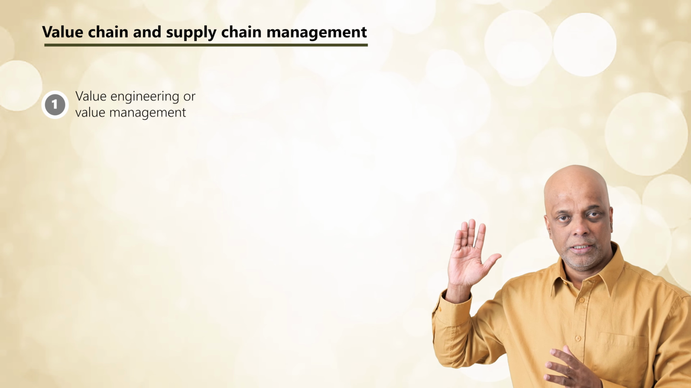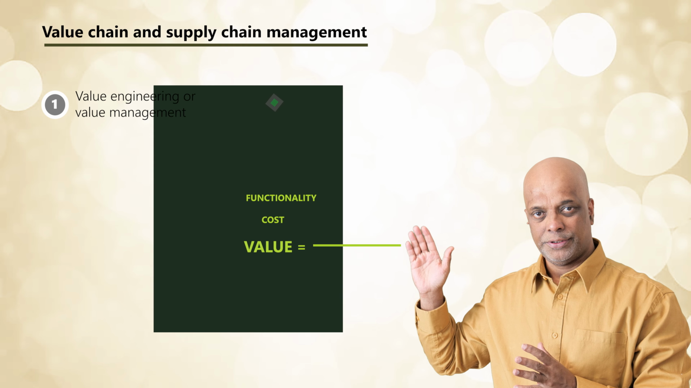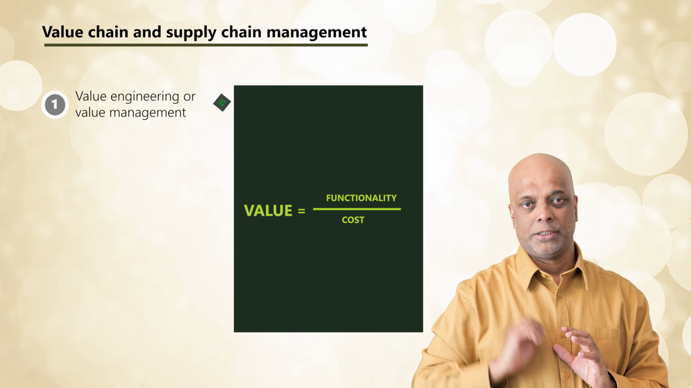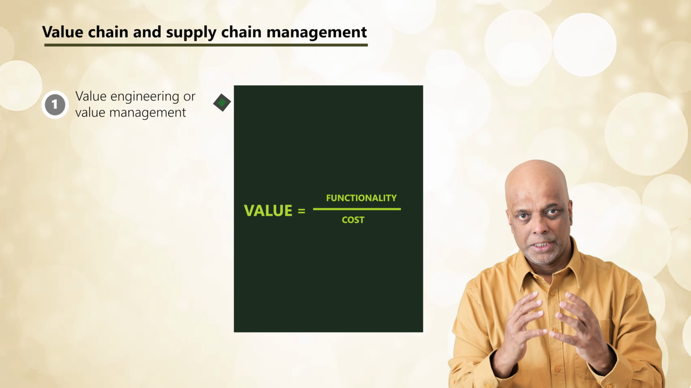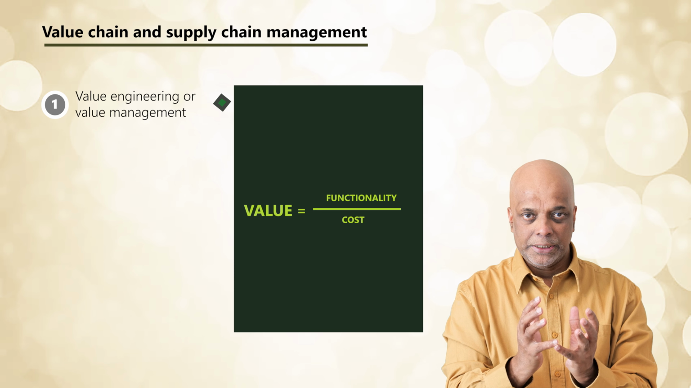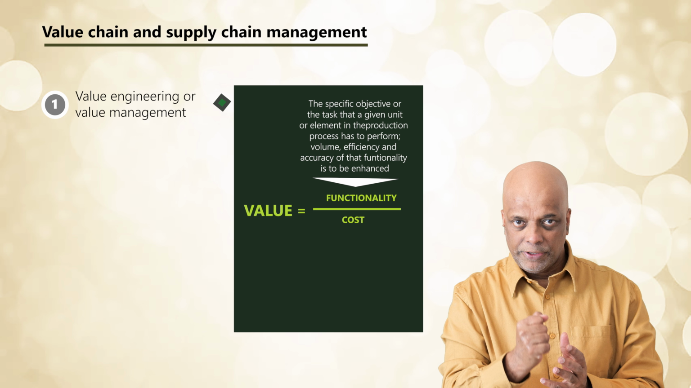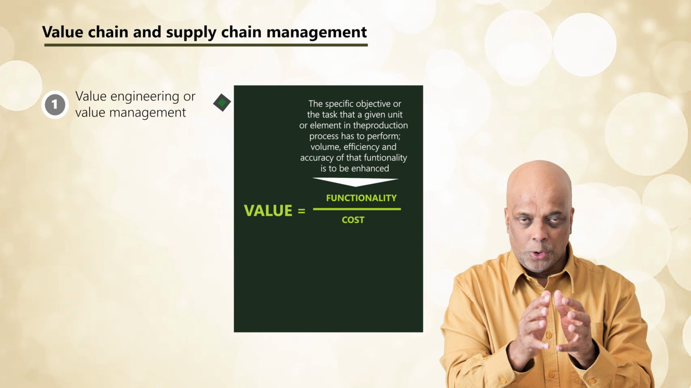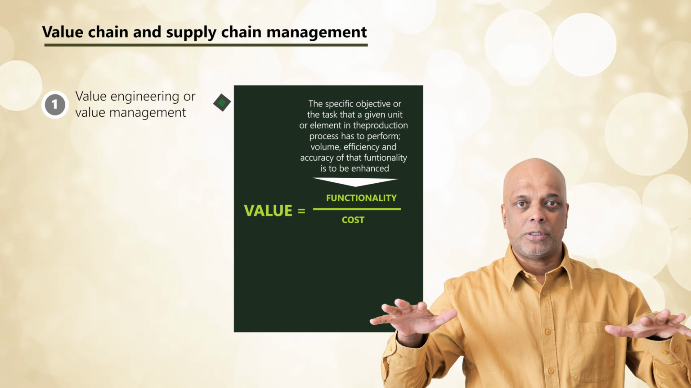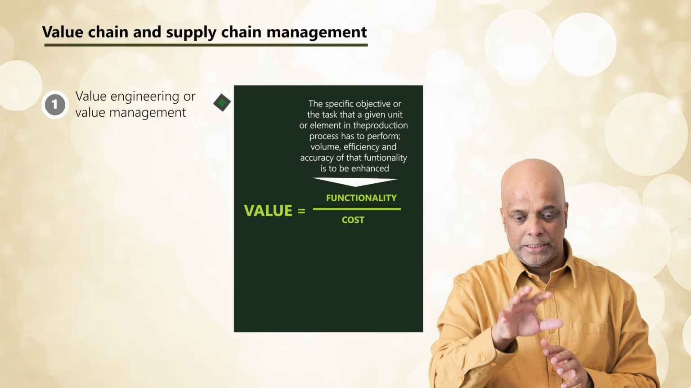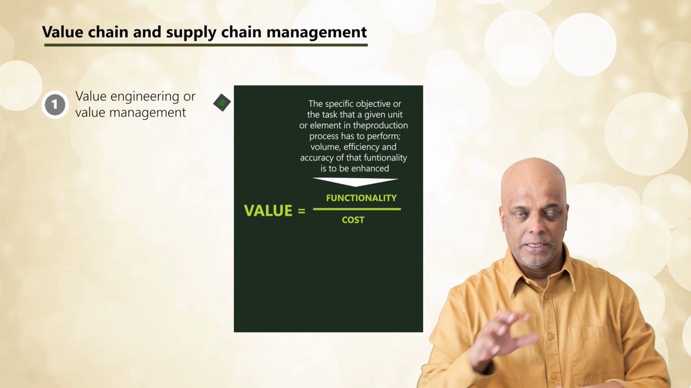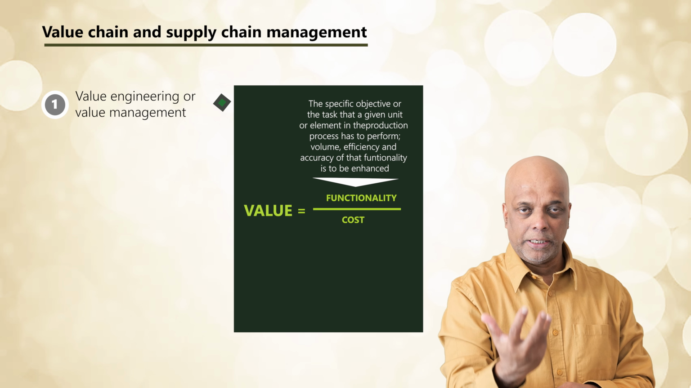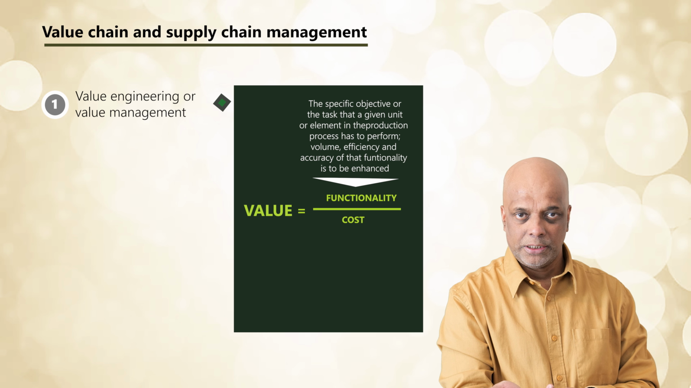The value is defined by this particular formula. So the value is functionality divided by cost. In this equation, the functionality means the specific objective or specific task that a specific center, an activity, or a stage or a unit of production has to carry out. For example, think about that there is a particular point in the production line where the quality inspections are carried out. So the quality inspection needs the particular functionality to be carried out.